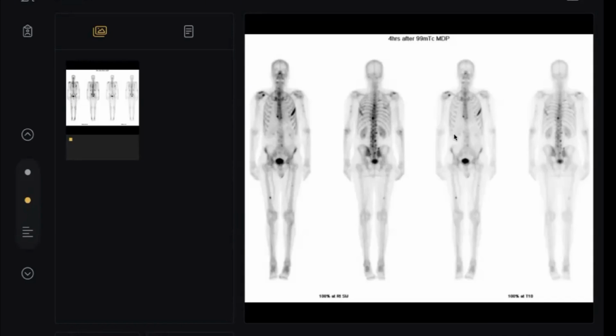What is the type of tracer? Yes, it was different. I couldn't remember it at the moment. Choline. Okay, choline.